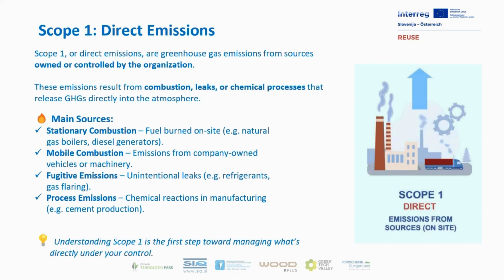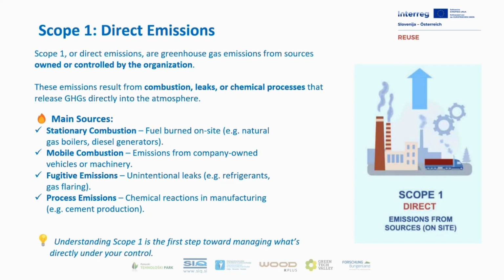So let's start with Scope 1, direct emissions. Scope 1 emissions refer to direct greenhouse gas emissions from sources that are owned or controlled by the organization. These emissions typically result from combustion or chemical processes that release GHGs directly into the atmosphere. There are four main categories of Scope 1 emissions.